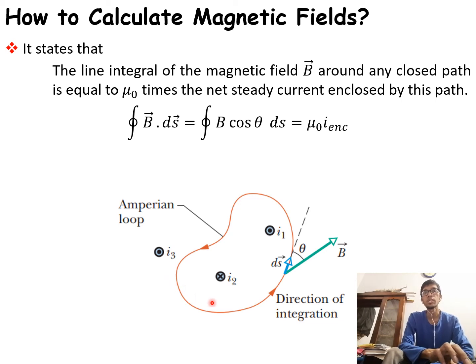All the current carrying wires that are included in the loop will be included in the calculation, and all the wires outside will be excluded. They won't have any effect on the net magnetic field that we calculate using Ampere's law.